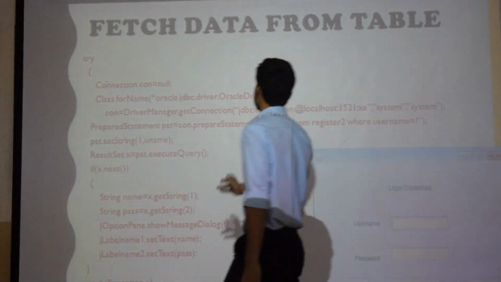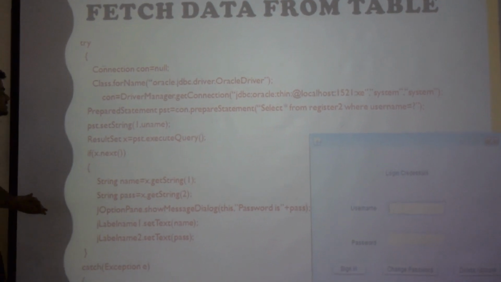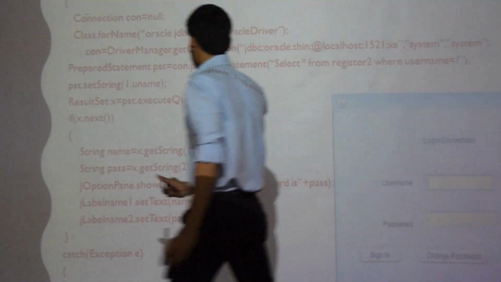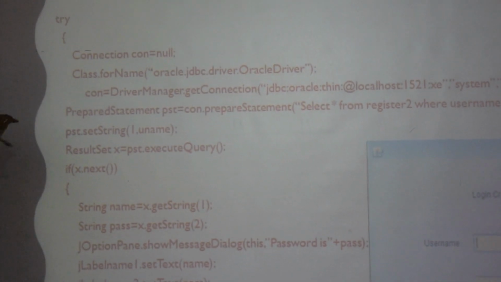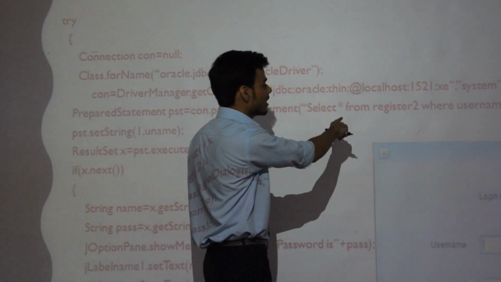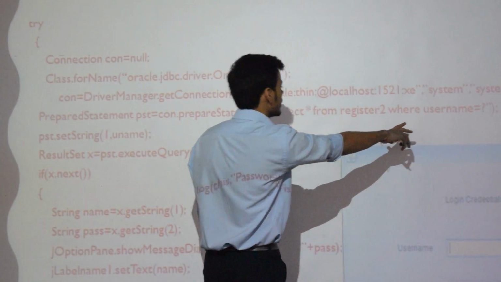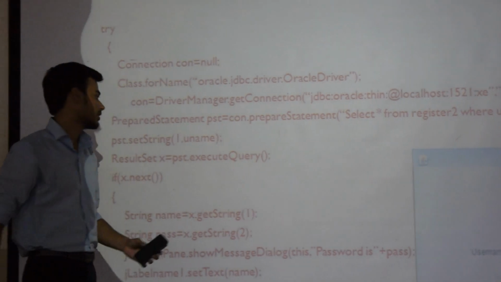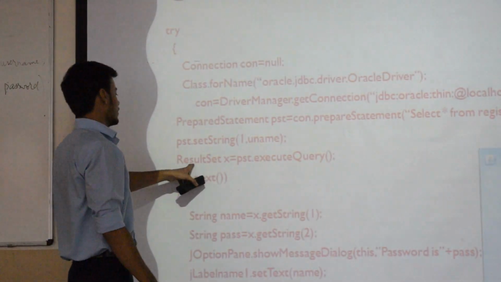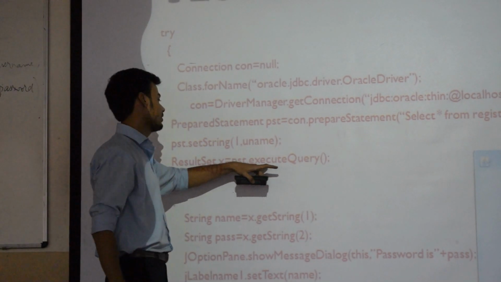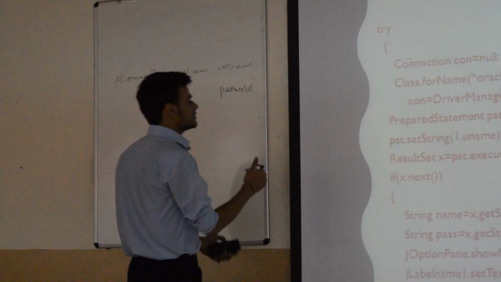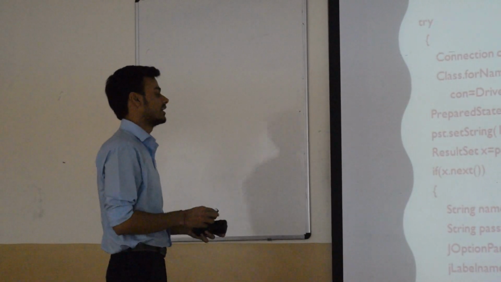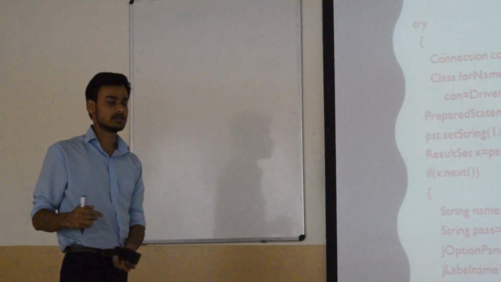Now the last one is fetch data from table. While fetching data from a table, use ResultSet. First the SQL query would be select star. Star is everything. From register where username. In this example also we are displaying the data according to a particular username. Now this line, ResultSet x equals pst.executeQuery. Now executeQuery is used when we want to fetch the data from the table, and it returns a ResultSet.